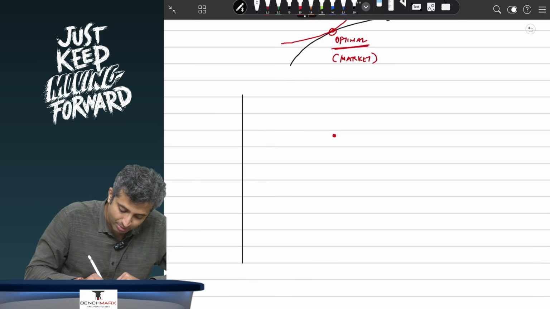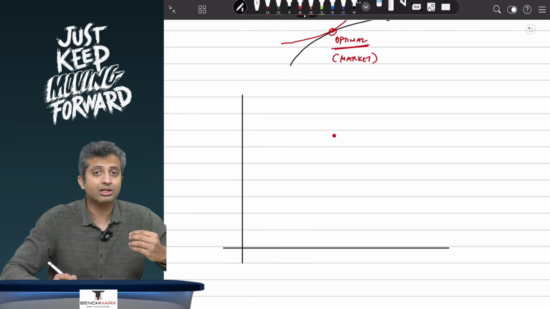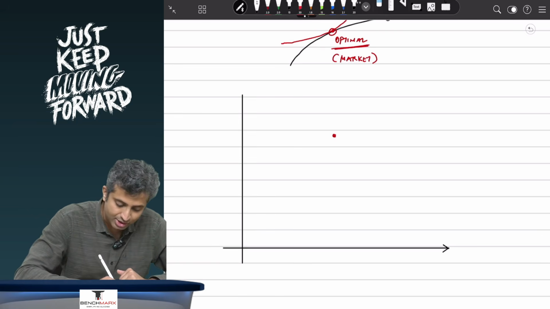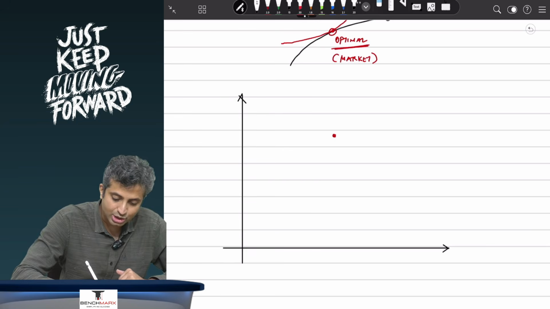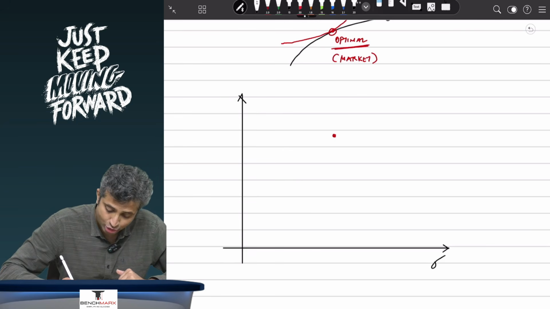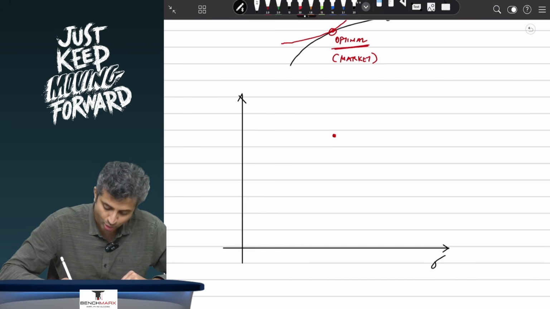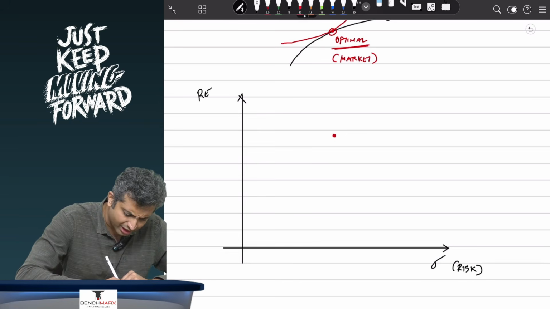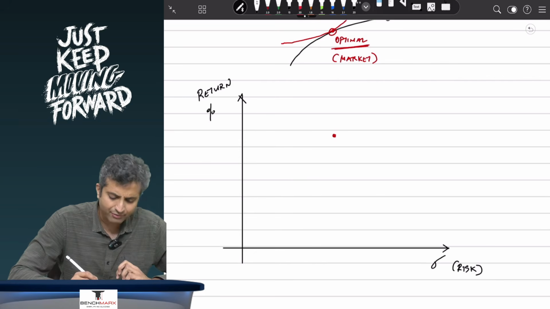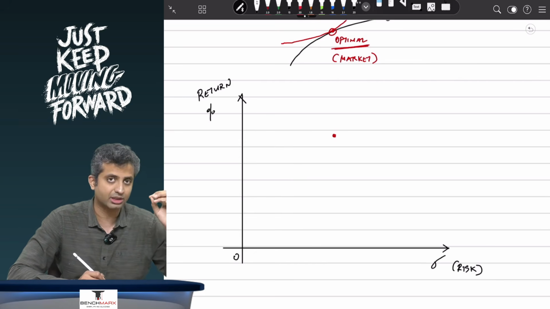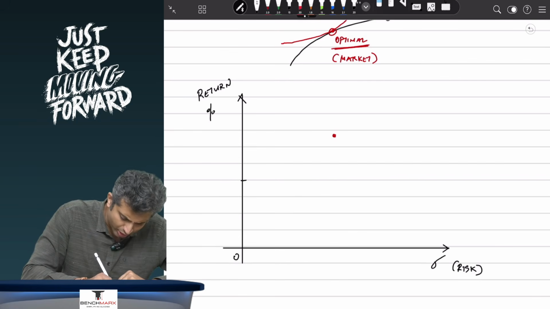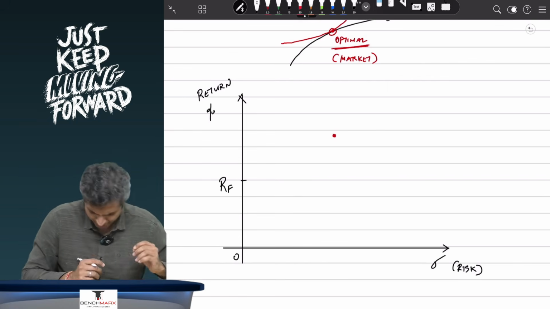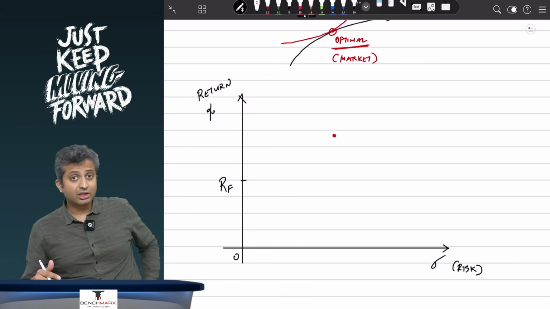When you look at a security market line, the appropriate measure of risk is beta, and in case of a capital market line, the appropriate measure of risk is the standard deviation, if you are aware. So on one side is a measure of total risk, that is standard deviation, and on the other side is a measure of return, in percentage. Now let us say you have built up a portfolio, even at zero standard deviation, even at zero risk, you're going to earn the risk-free rate. So one of the points is definitely the risk-free rate.